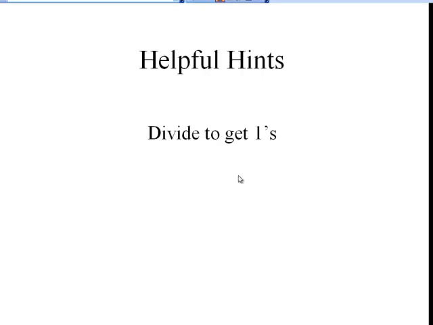And some really helpful hints. Whenever you want 1s, either divide or multiply by fractions, whichever. If you want to get a 0, you're going to combine some rows. You're going to add rows together or subtract rows, or multiply by a number and then add or subtract the rows.